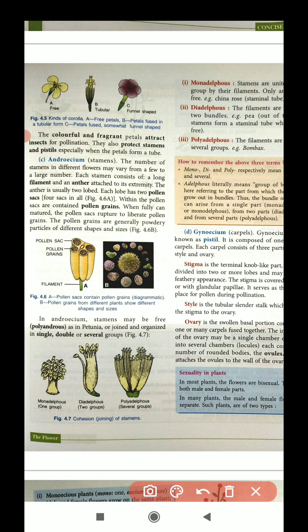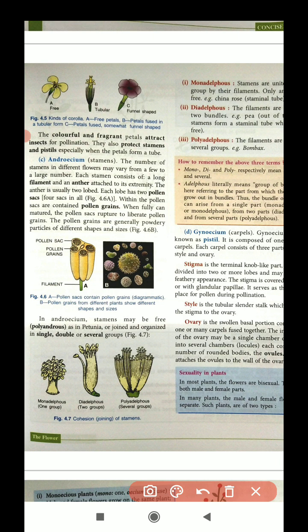So everything I told, I think you understand that the anther is usually two lobed. Each lobe has two pollen sacs. You can see there is a lobe and two pollen sacs. Within the pollen sacs are the pollen grains. When fully mature, the pollen sac will rupture and liberate the pollen grains, which will fall on the stigma of the female part.